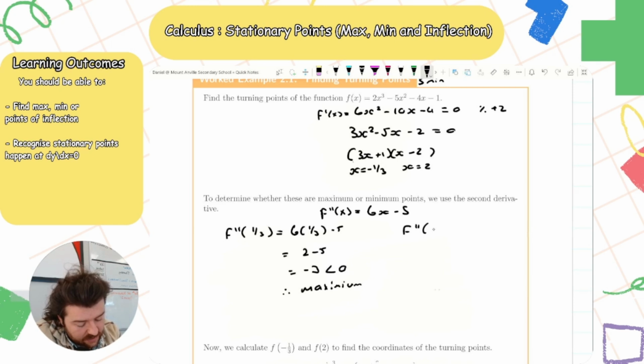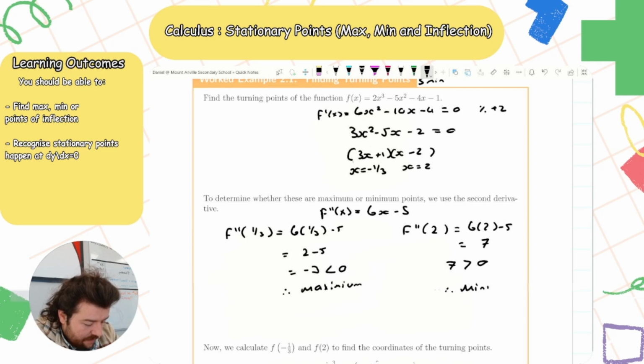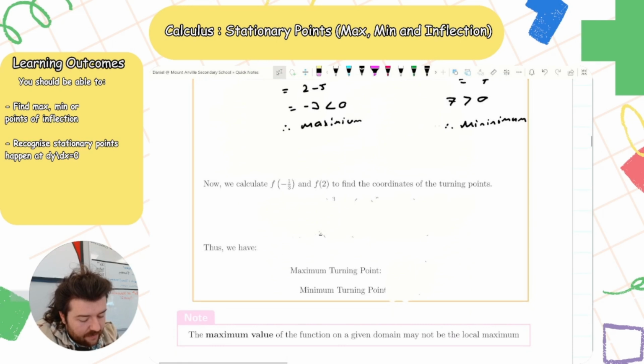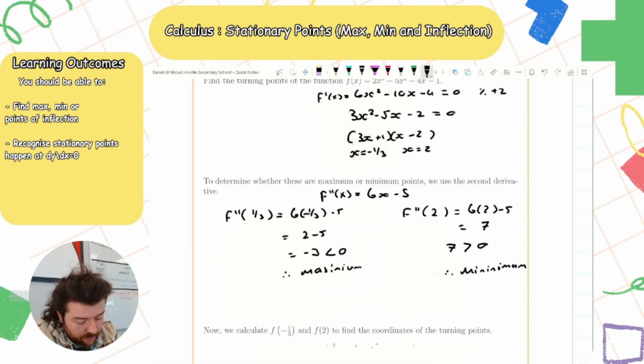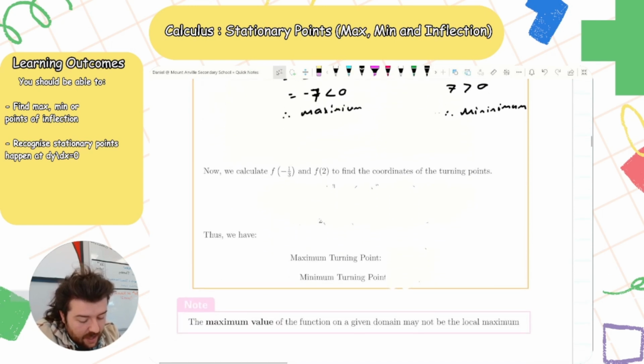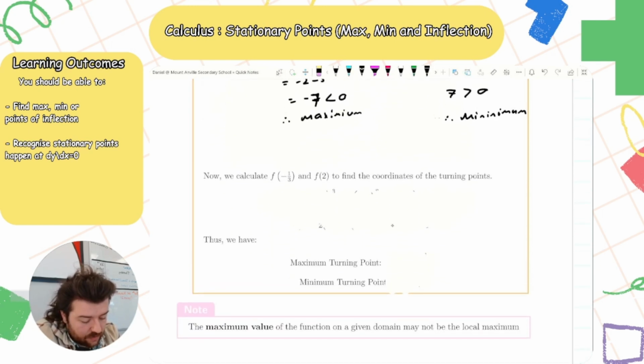And then this one here, evaluated at 2, 6 times 2 minus 5 is going to be equal to 7. 7 is greater than 0, therefore this is a minimum. So now let's get my coordinates. So we evaluate f of minus 1/3 and f of 2. Put them in here. I get minus 8 over 27 when x equals minus 1/3.